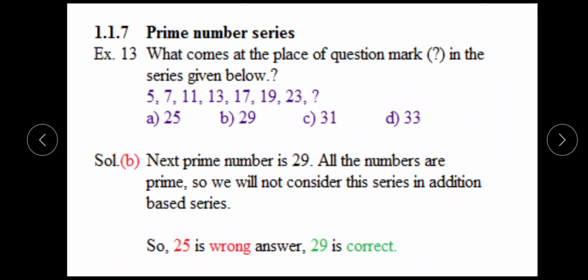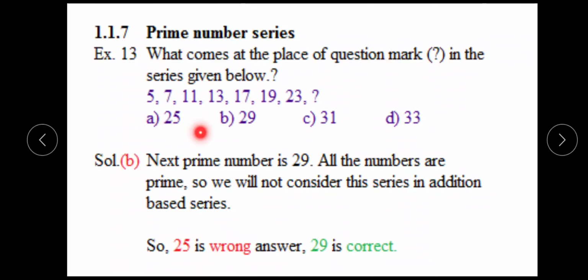According to this, our answer is 25, but that is wrong, because if the rule followed this way, the question would not be about prime numbers. This is a series of prime numbers. Every number is a prime number. It means we can say that the next term will be a prime number, and after 23, 29 is the prime number.